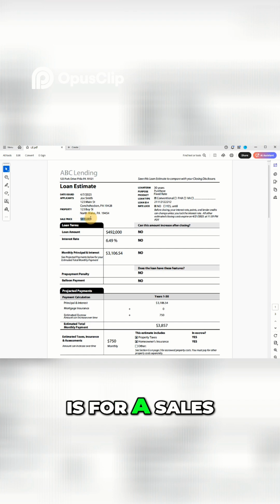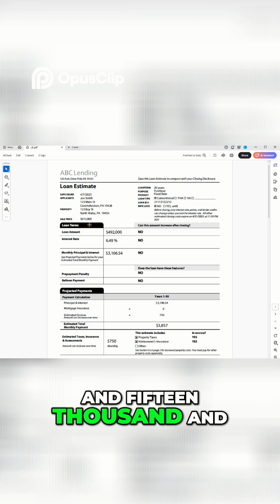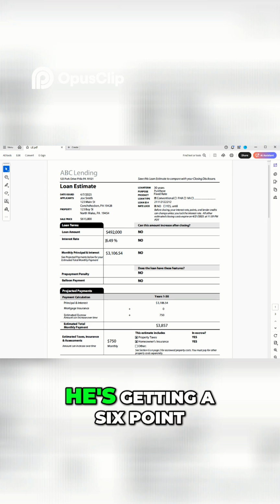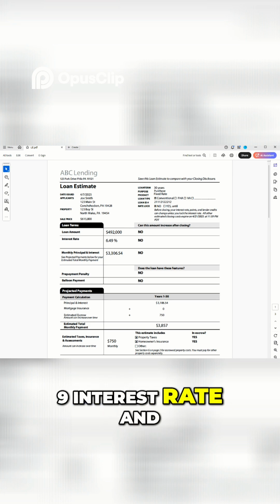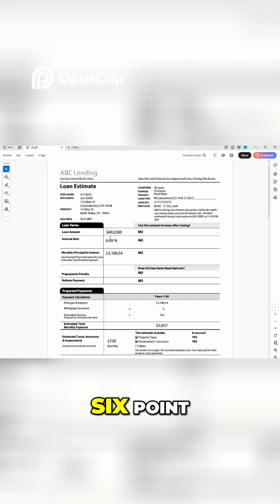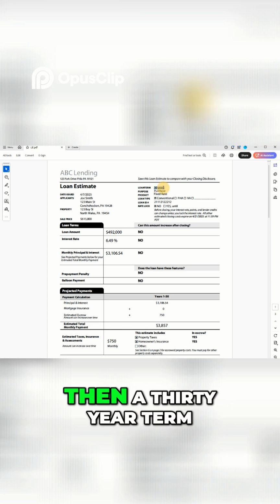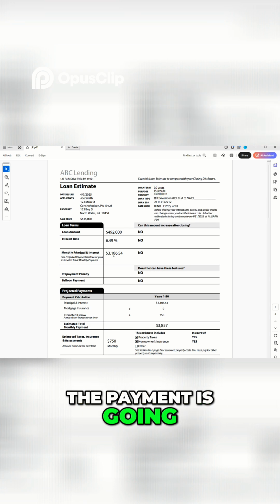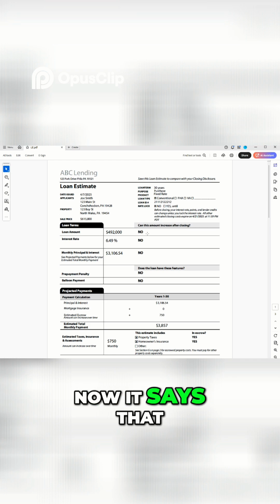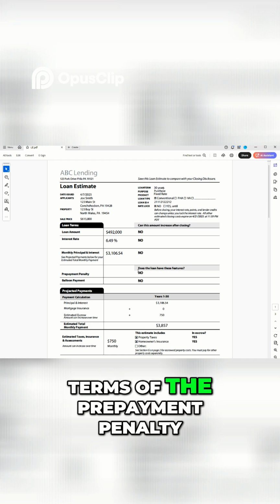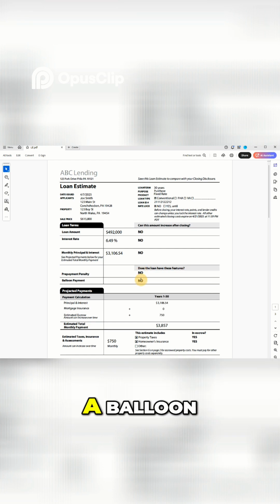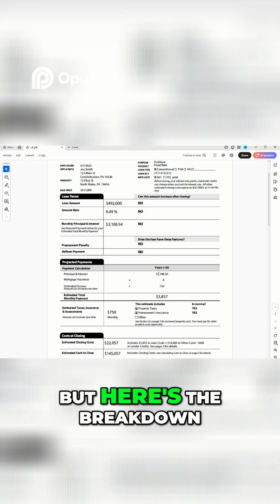So this loan estimate is for a sales price of 615,000 and the borrower is taking out a $492,000 loan. He's getting a 6.49 interest rate, and the monthly payment based on 492,000, a 6.49 interest rate, and a 30-year term is going to be 3106.54. Now, in terms of the prepayment penalty, this particular loan doesn't have any kind of prepayment penalty, and this loan doesn't have a balloon, which nowadays most loans don't.